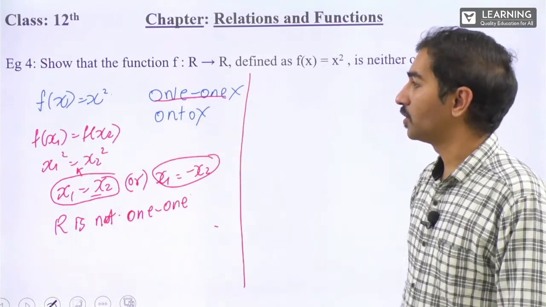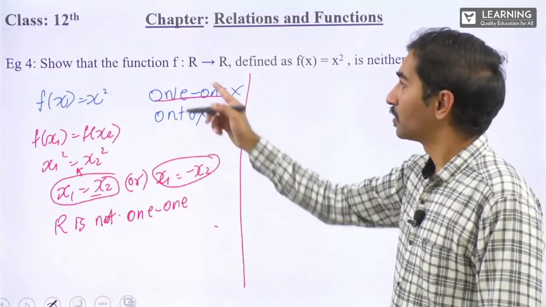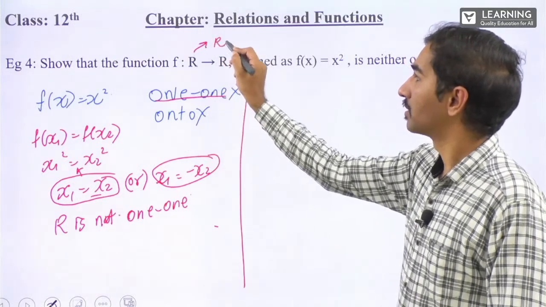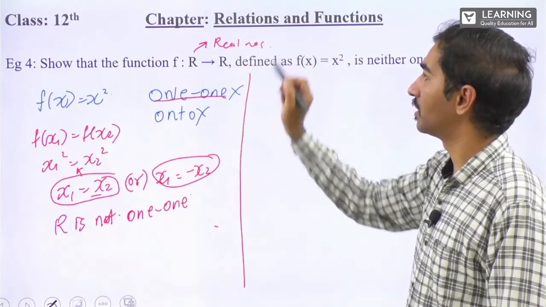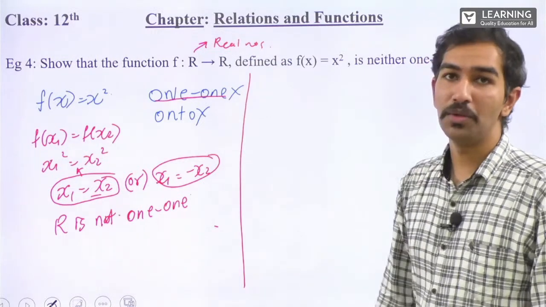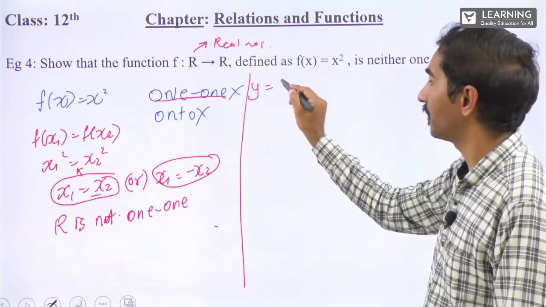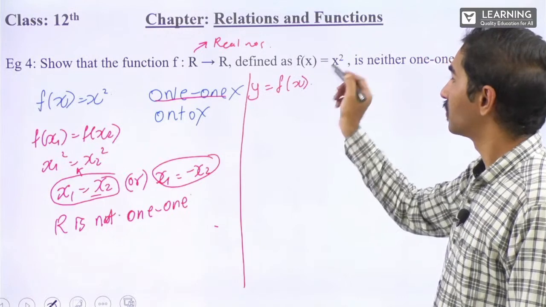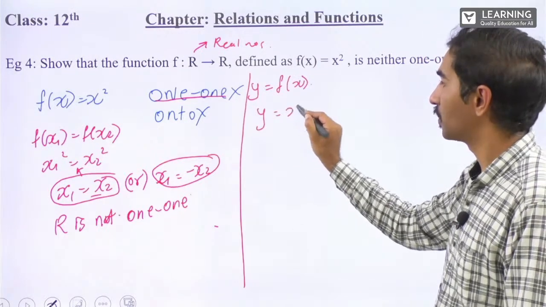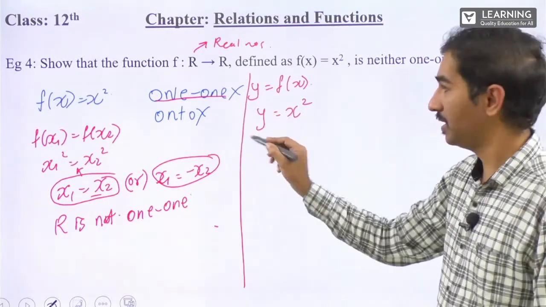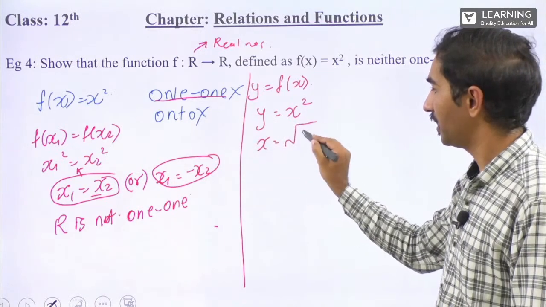It is also not onto. So how do we take for onto here? So R is nothing but real numbers, remember that. Okay, set of real numbers. So for onto, what should we do here, students? So we will take y is equal to f of x. Correct? So what is f of x again? Y is equal to x square. Correct? Send the square that side. So x will be equal to root of y.